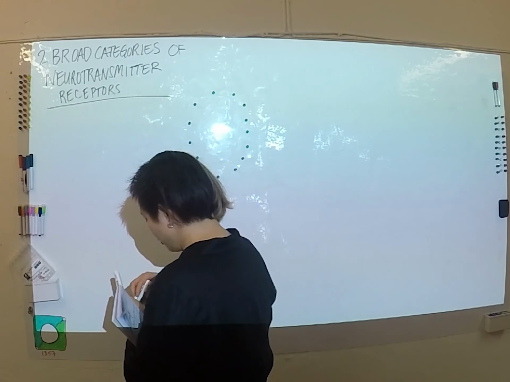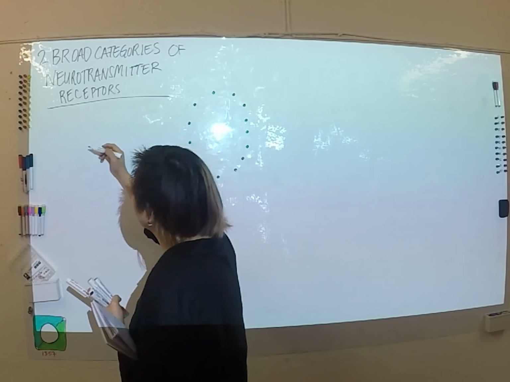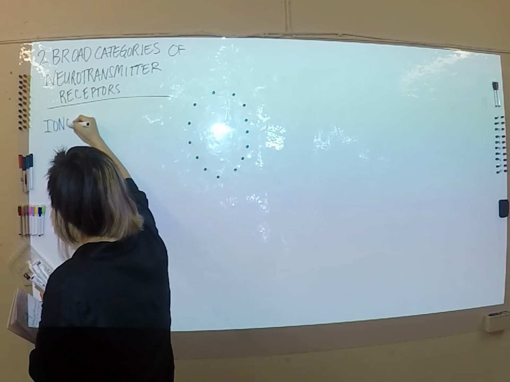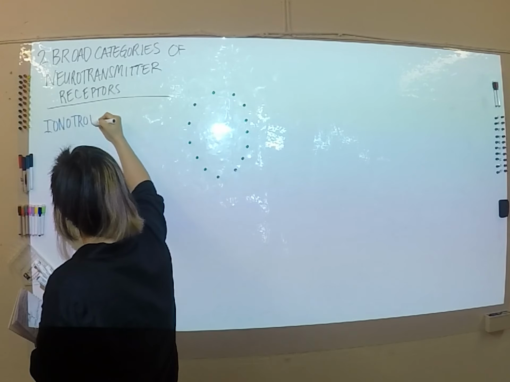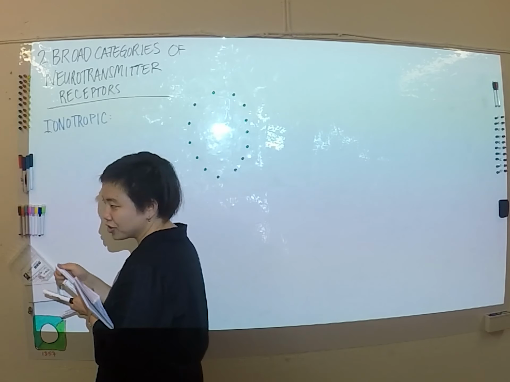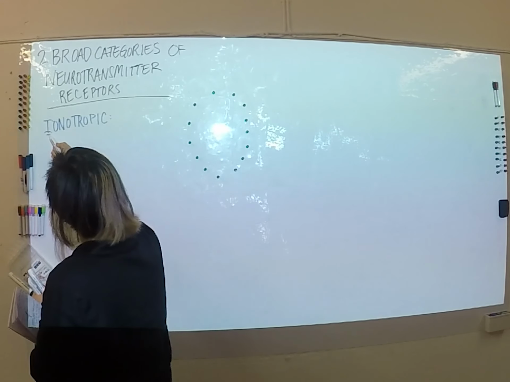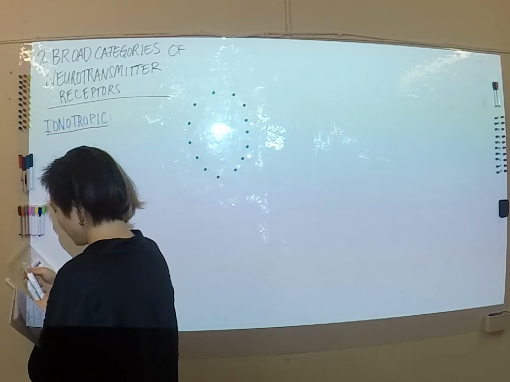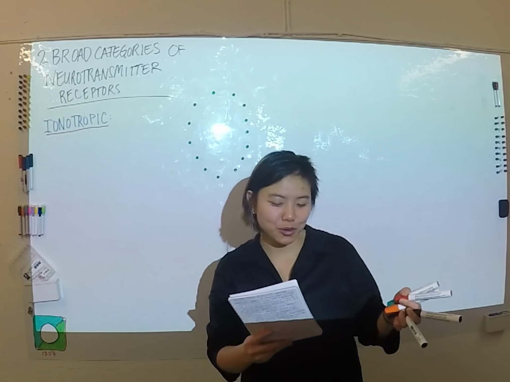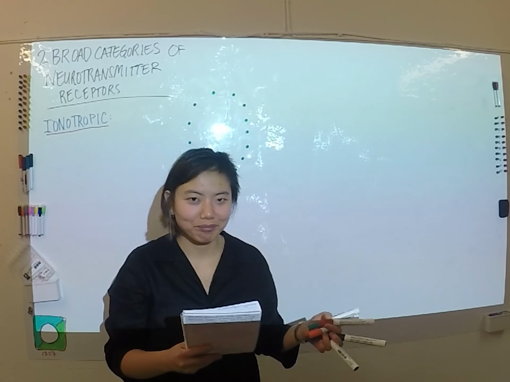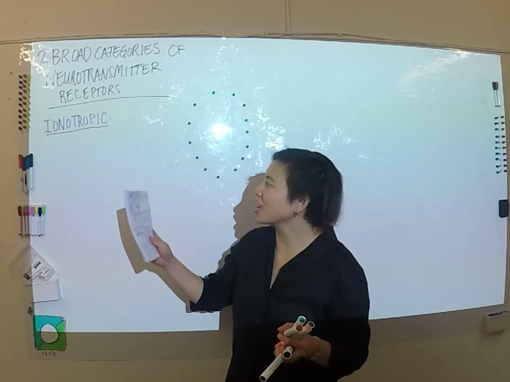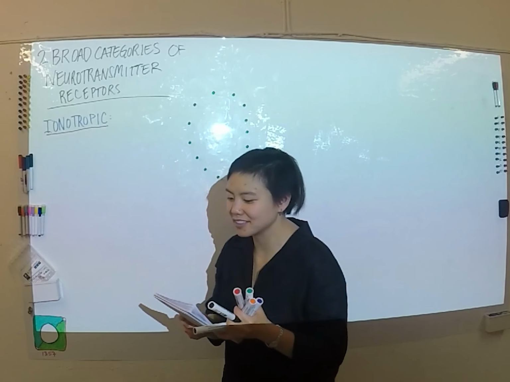So the first one is ionotropic, which we already mentioned before. So you've seen this word. Where have we seen this word before? Do we remember? Okay, so maybe you'll remember once I tell you what an ionotropic receptor is.